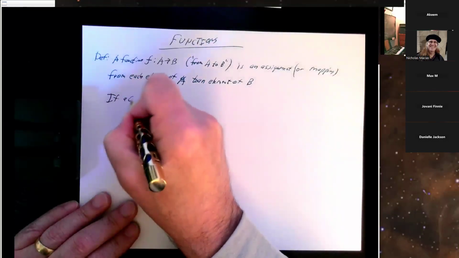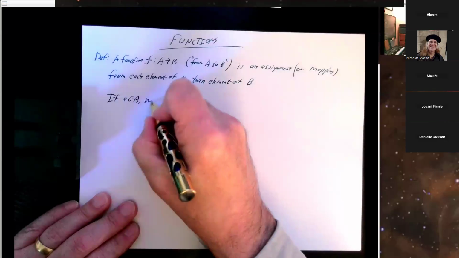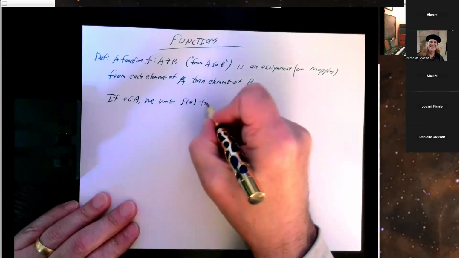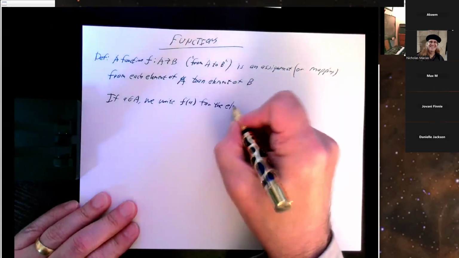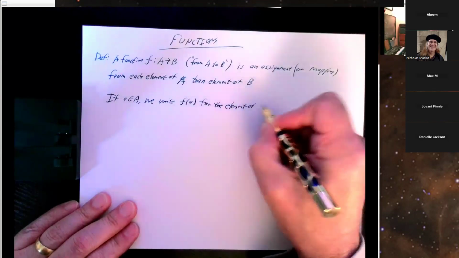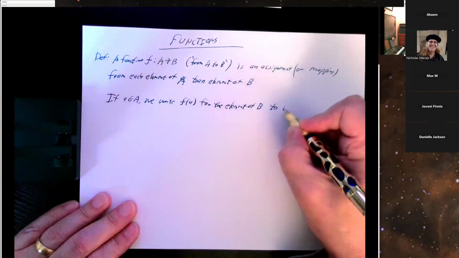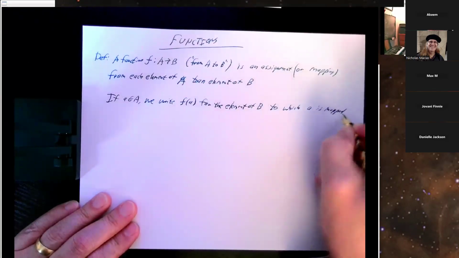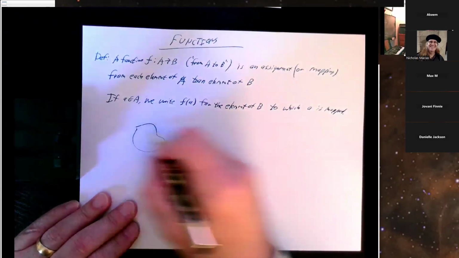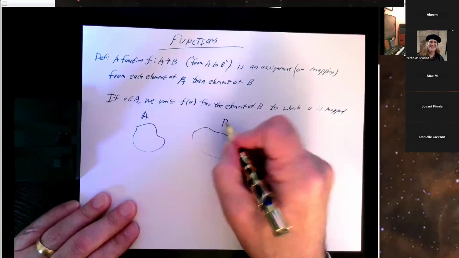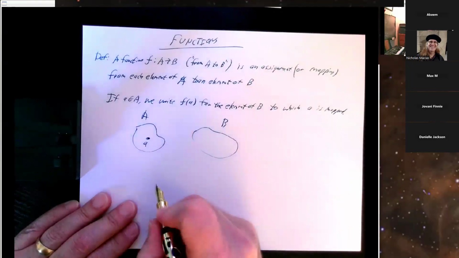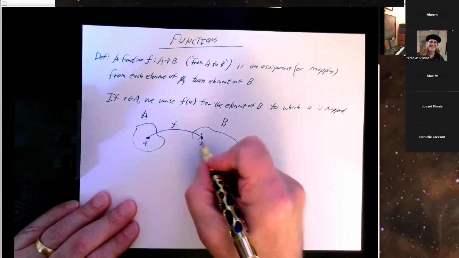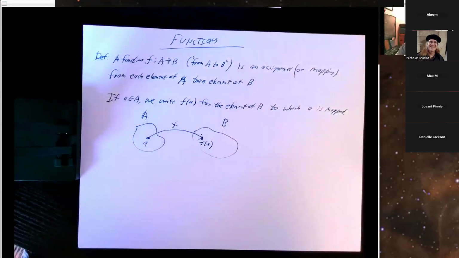So if little a is an element of A, then we write f of little a for the element of B to which a is mapped. So in pictures, here's our set A, here's our set B, here's some element a, here's our function f. It maps that element to something we'll call f of a.